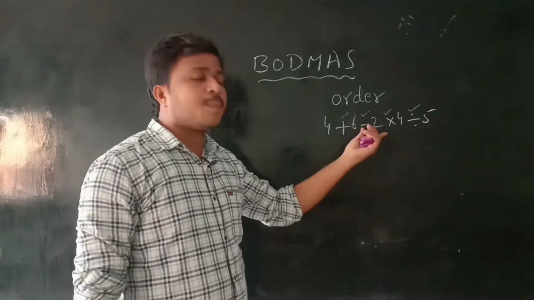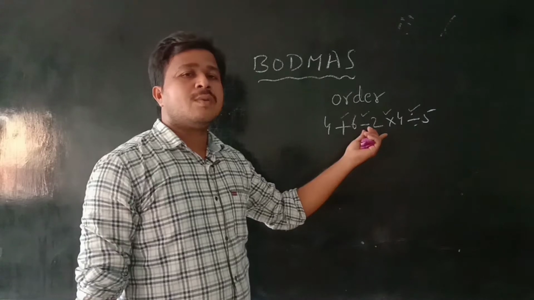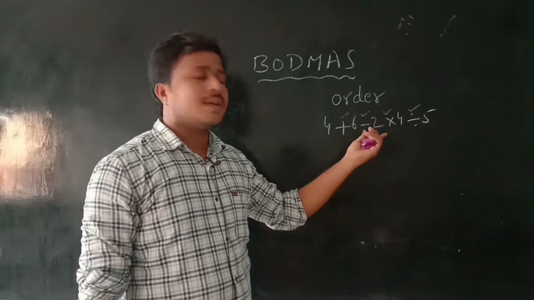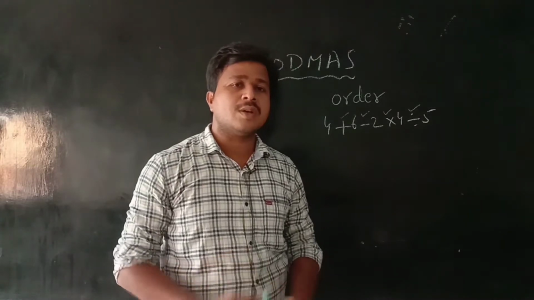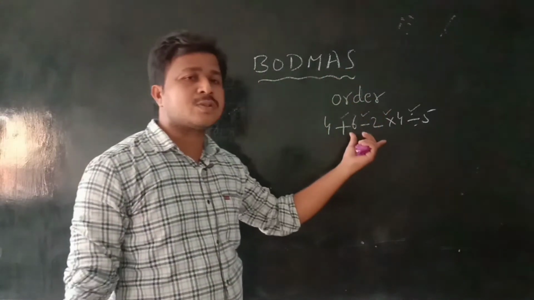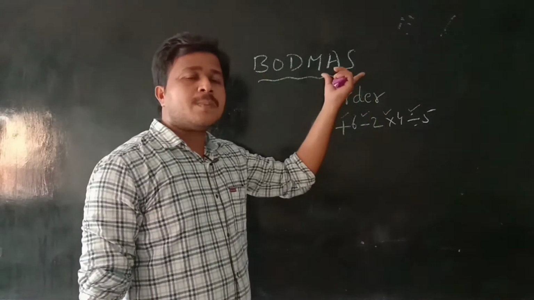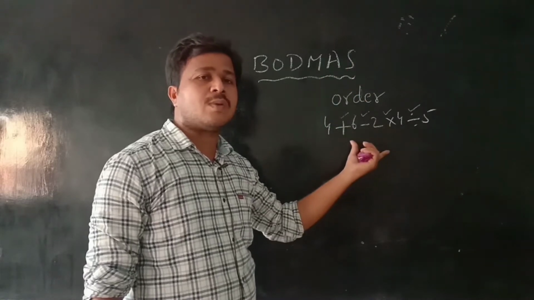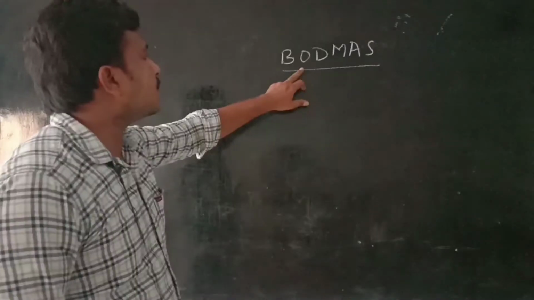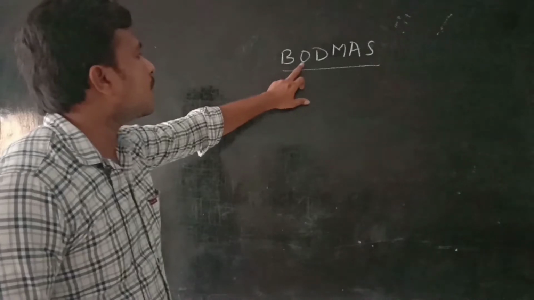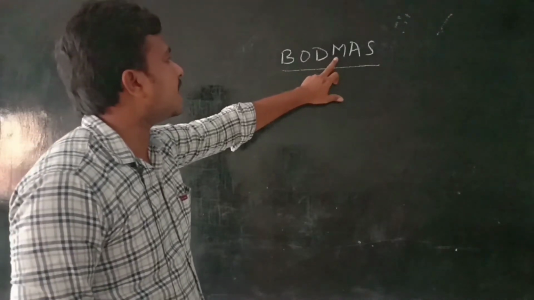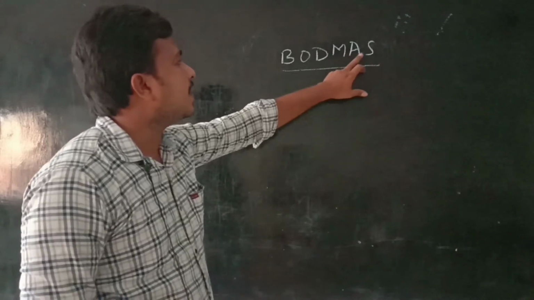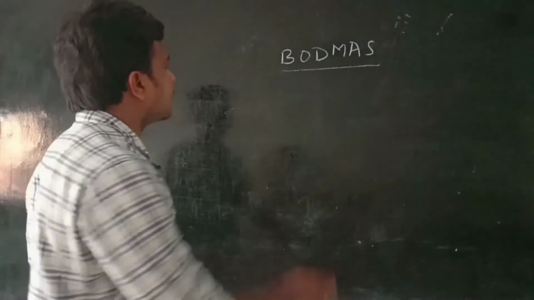In this example, we don't know which order we have to solve in. The BODMAS rule helps us to solve or simplify this expression. B stands for brackets, O stands for order, D stands for division, M stands for multiplication, A stands for addition, S stands for subtraction.